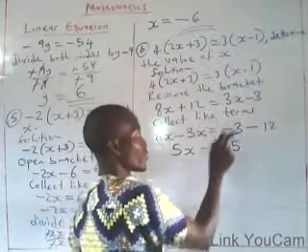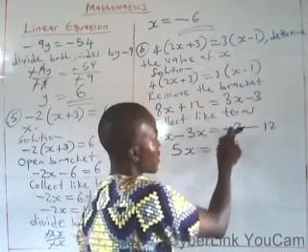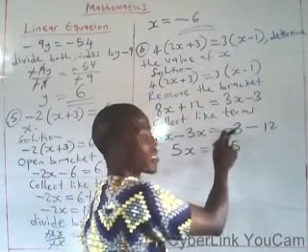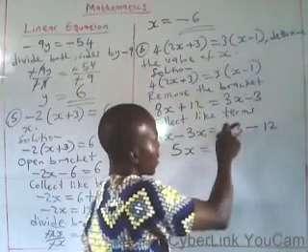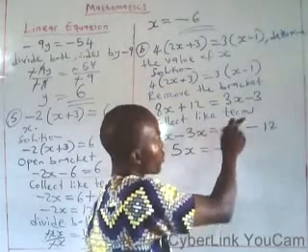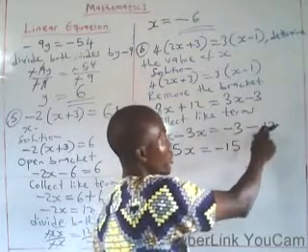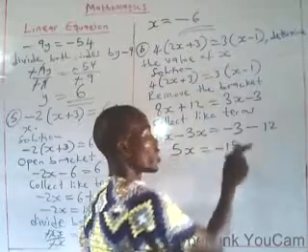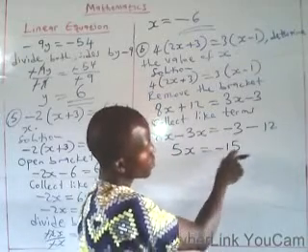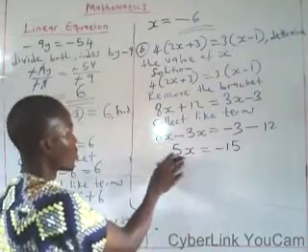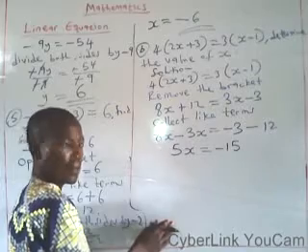Why is this one minus 15? Minus 3 is negative. Assume I'm owing somebody, let's assume it's a debt. I'm owing somebody 3 and I'm owing another person 12. All that I'm owing altogether is what? Minus 15. Now we have this.